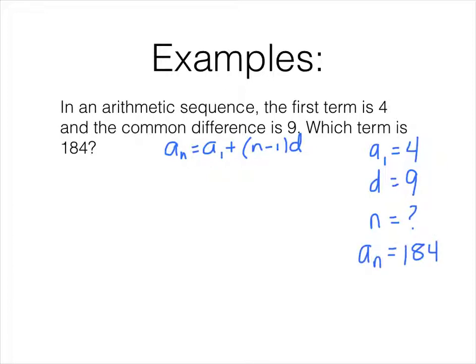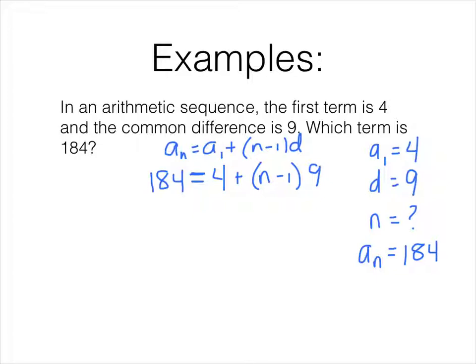So if you look, you only have 4 variables here. an, a1, n, and d. I have 3 of the 4. I can find the 4th one. So plug in what you know. 184 is the nth term. We're just finding out n. A1 is 4. I don't know n, so I'm going to leave it a variable. And the common difference there is 9.